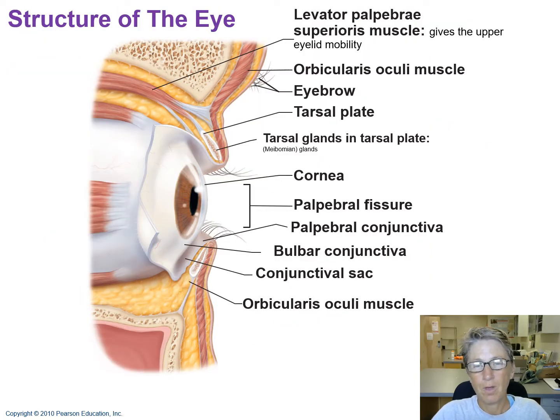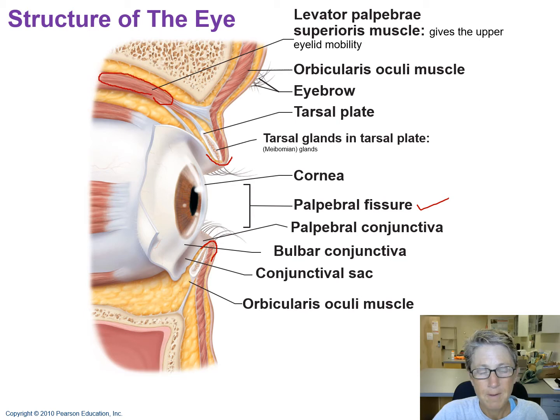So here's the cartoon of the eye. I think there's only one thing on this cartoon that was on the last cartoon, and that's this palpebral fissure. And remember, that's this space between the upper eyelid. So here's the upper eyelid, here's the lower eyelid, and that space is the palpebral fissure. We looked at some of these eye muscles when we were talking about the optic nerve, the cranial nerve. So this muscle that can give mobility to your upper eyelid is called the levator palpebrae superioris muscle.